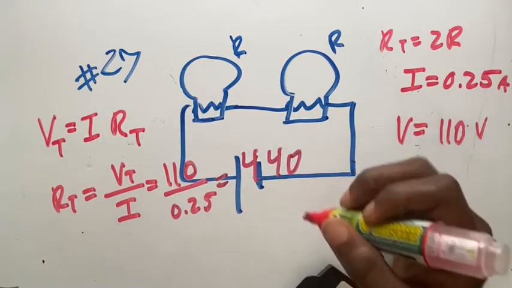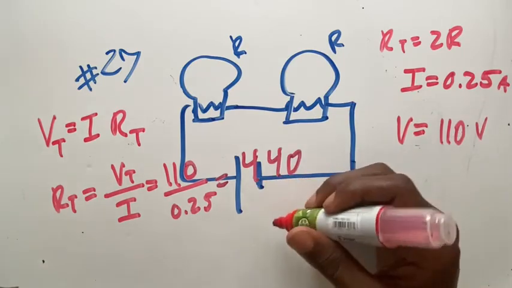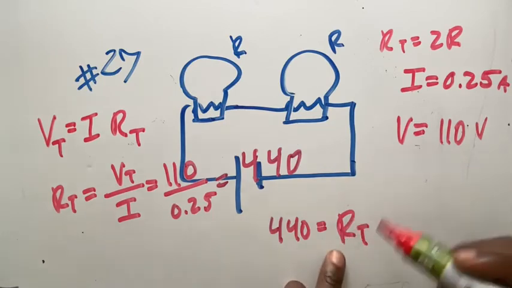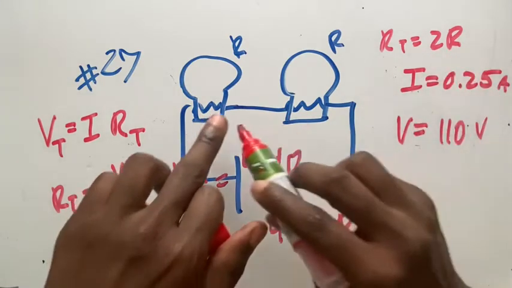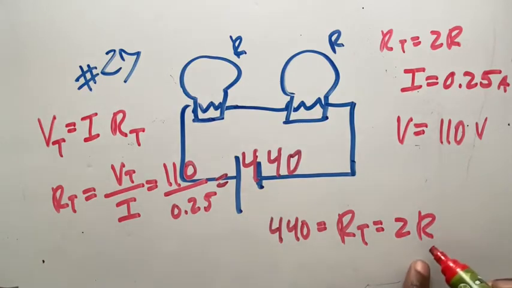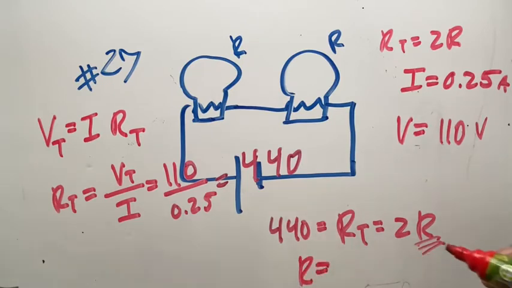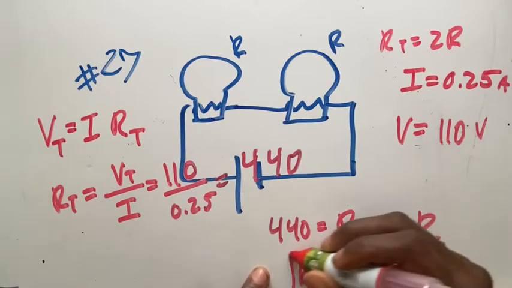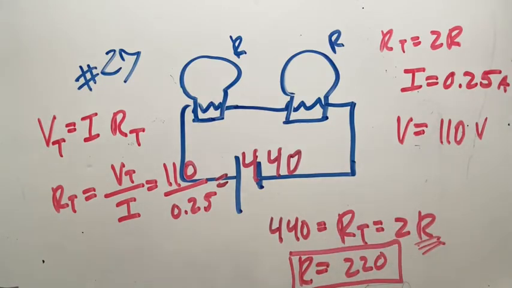So now if I rewrite this equation, we have 440 equals R total. And we know R total is 2R because there's 2 resistors. So now to solve for one of the R's, we just divide by 2, and that gives us 220. Boom. So the answer here for 27 is going to be A.